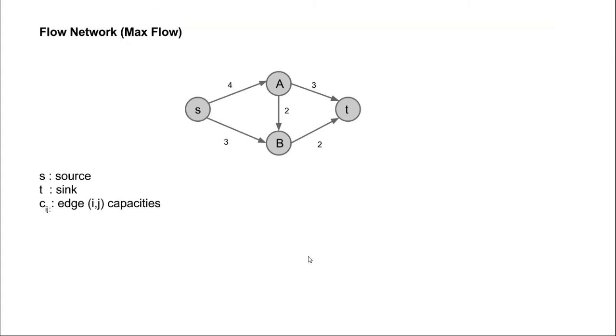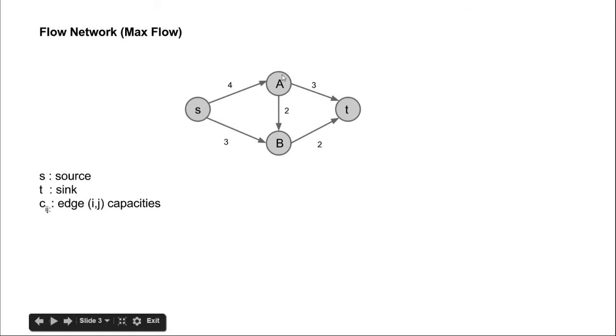Let's start by explaining what a flow network is. A flow network is a graph which has two special nodes, S and T. S stands for the source and T the sink. The source is where the flow originates or enters the network, and T is the sink from which the flow dissipates or goes out of the network.